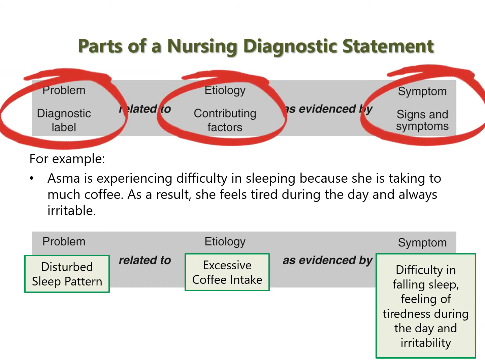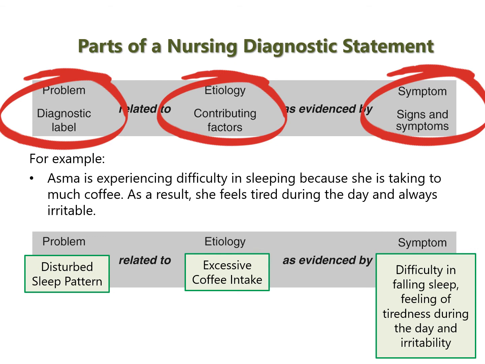Okay, so what are the parts of a nursing diagnosis? Number one, you need to state the problem, which is the diagnostic label, and then the words related to, which is the etiology, or the contributing factors, or the reason why your patient is having the problem, as evidenced by what makes you think that the patient is having this problem. So the symptoms, the signs, or it could be signs and symptoms.